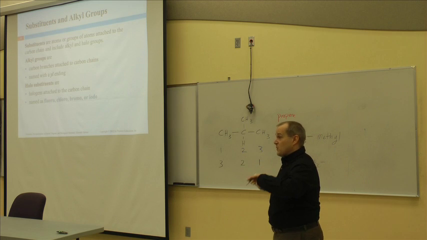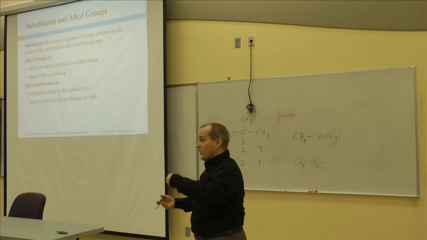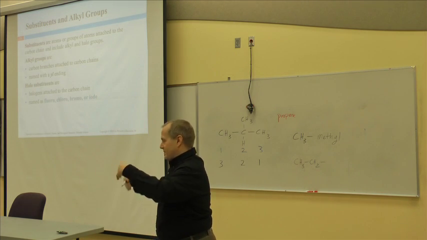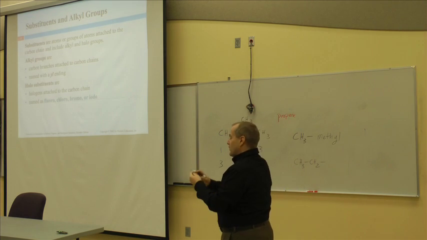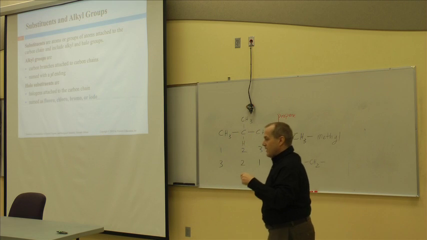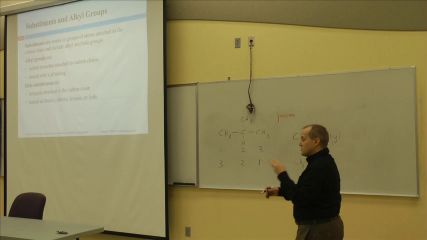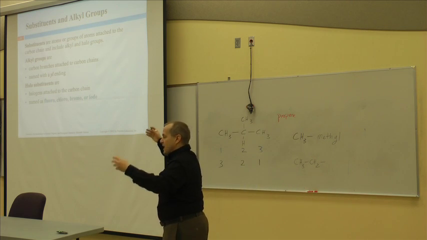If it was three carbons, what would it be called? Propyl. Four would be butyl. Five would be pentyl. Six, it gets weird at that point, because normally you won't have six, but usually you'll have one or two, maybe three. Methyl, ethyl, propyl. Those are substituents. They have to be hanging off of a larger carbon chain.